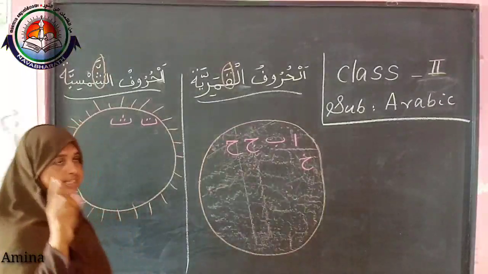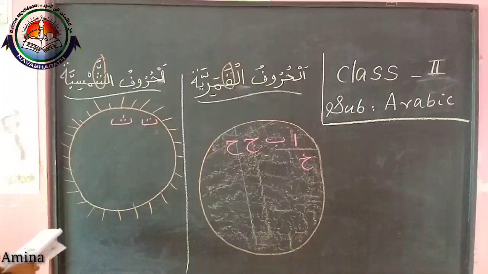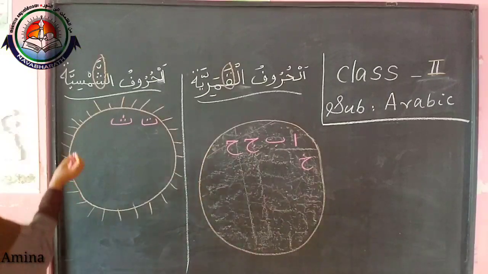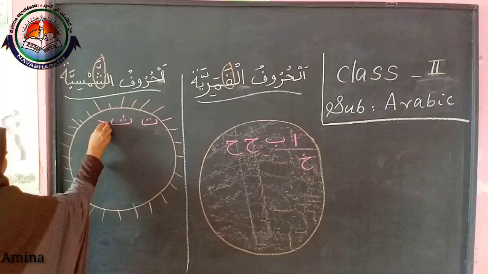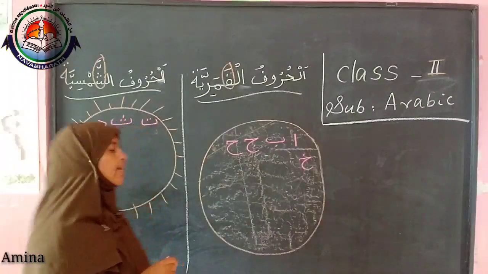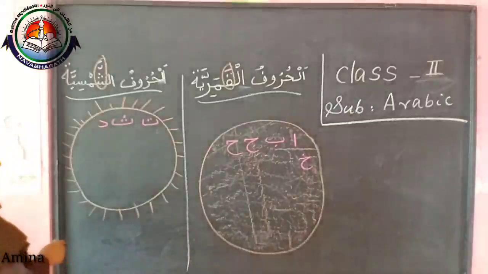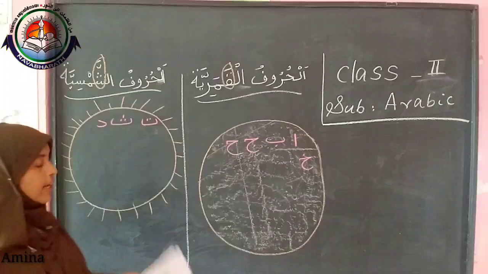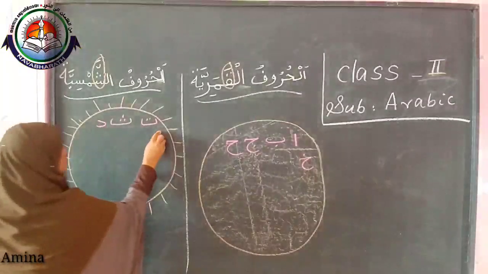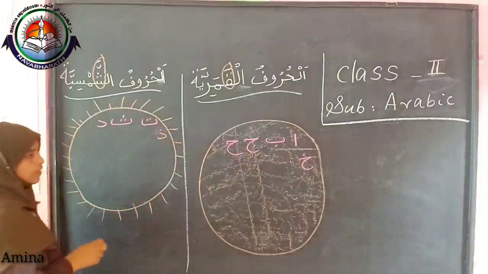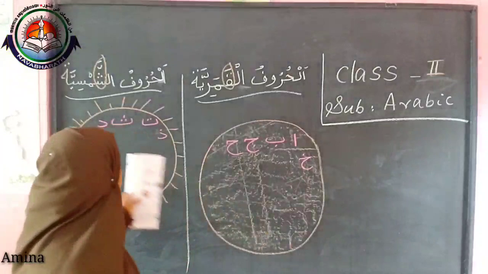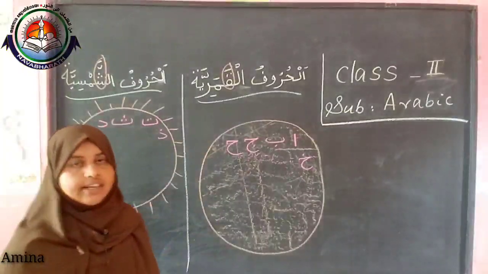The next letter is dal. We learned the word dar, ad-daru. We cannot hear the sound of lam clearly, that's why I wrote dal here. Then dhanab, ad-dhi'b, wolf. We wrote that dhal also here, because we cannot hear the sound of lam clearly, that's why we wrote in this sun letters.